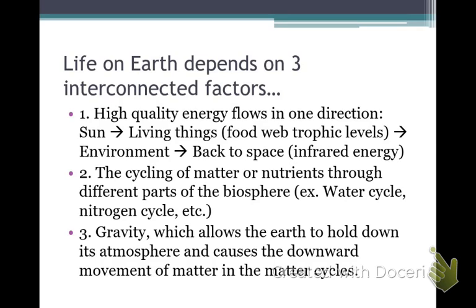Life on Earth depends on three interconnected factors. You must have high-quality energy flowing in one direction, from the sun to living things to the environment and back to space. The cycling of matter or nutrients through different parts of the biosphere must occur. You have a water cycle, you have a nitrogen cycle, we have a carbon cycle. You also have gravity, which allows the Earth to hold down its atmosphere and causes a downward movement of matter in the matter cycles. This is why water flows down from the mountaintop into the ground out to the ocean.